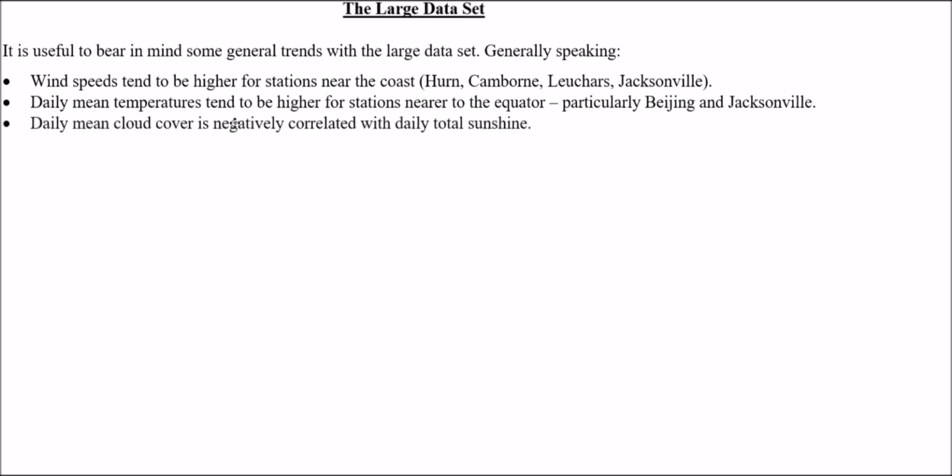Daily mean cloud cover is negatively correlated with daily total sunshine, again a bit of common sense there. The more cloud cover you have, the less likely it is you'll have much total sunshine that day. High pressure tends to suggest more settled weather conditions and better weather generally. Low pressure usually suggests unsettled conditions and rain. So high pressure, good. Low pressure, bad. If you like the sun, that is, and nice calm weather.